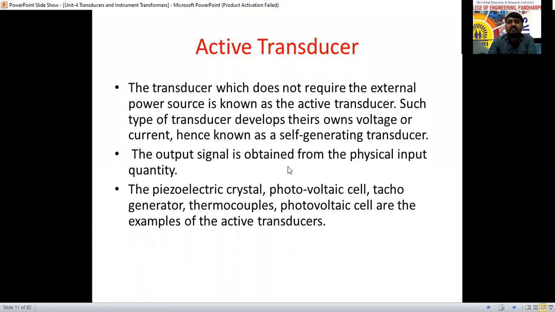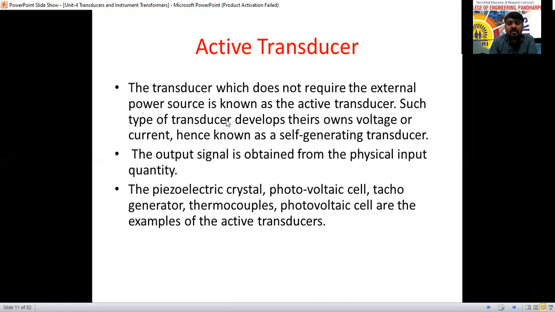Examples for that: piezoelectric crystals, PV cells, solar energy. Consider the solar panel. Are you giving supply to the solar panel? No, sir. Then how does it convert light energy into electrical energy? It takes the light from the sun and converts it into electrical. Yes or no? Yes, sir. So like that we are going to consider it.